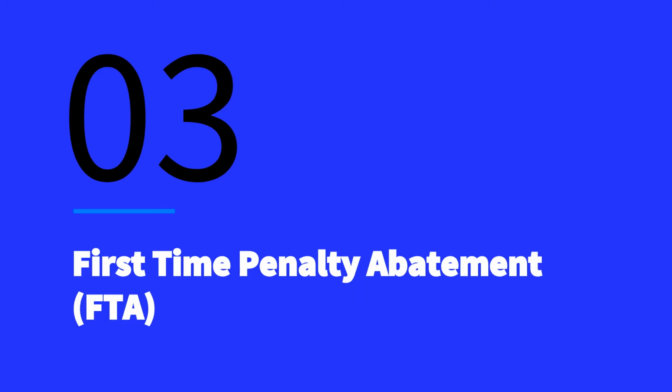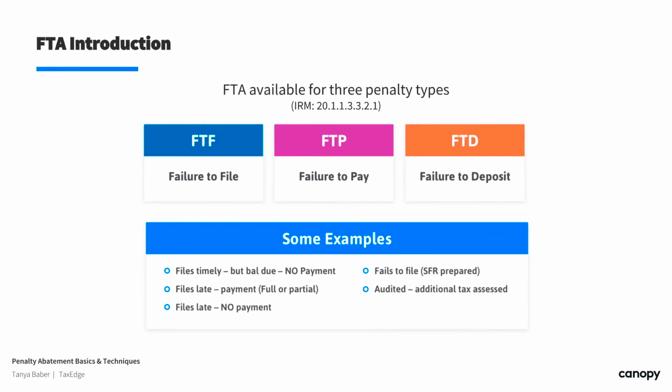But it's available for only 3 penalty types. These are the ones we covered a little bit earlier: failure to file, failure to pay, and failure to deposit. So if it's one of those 3 penalty types, great. You've already marked off one thing on the list to see that they're eligible for this. So what could that look like? What are some examples of eligible penalties for the First-Time Abate program?